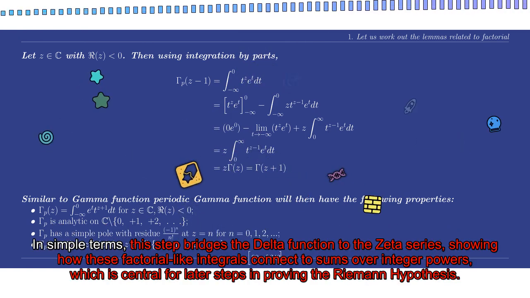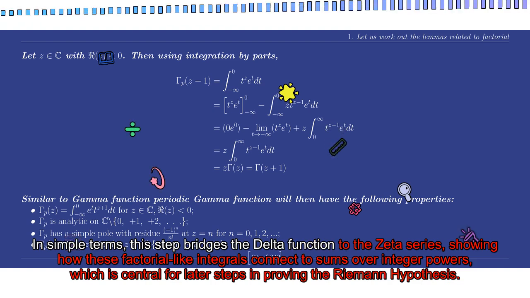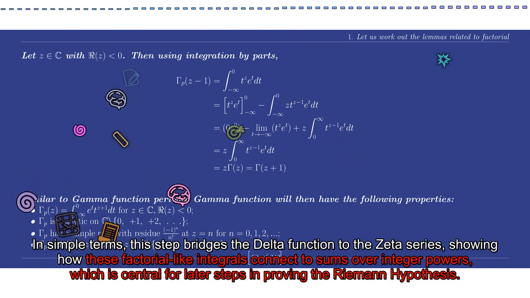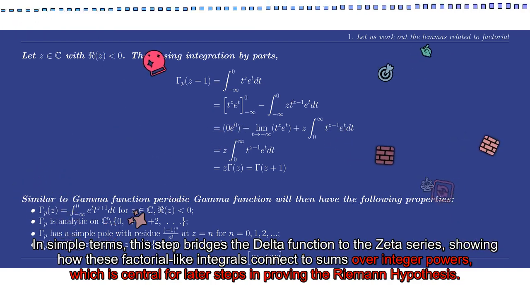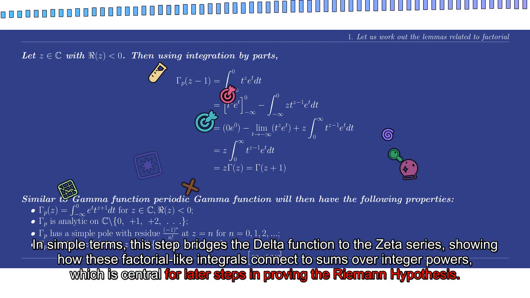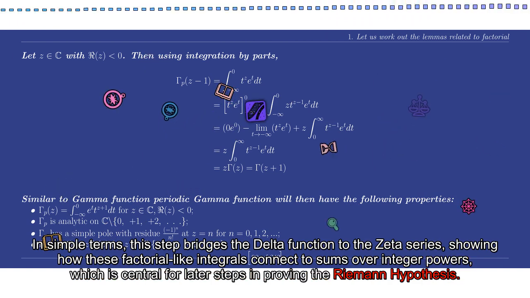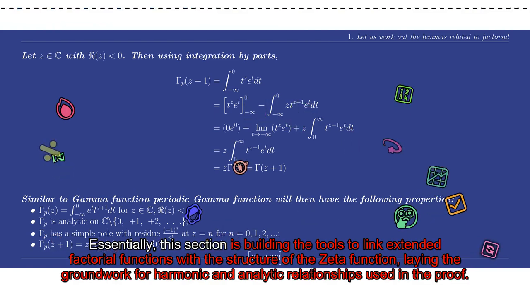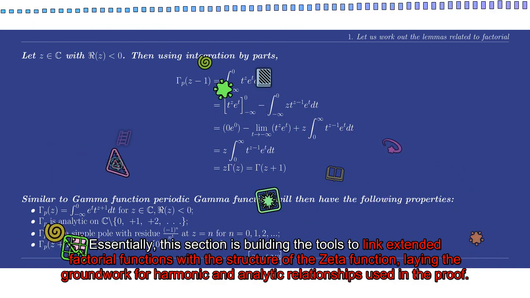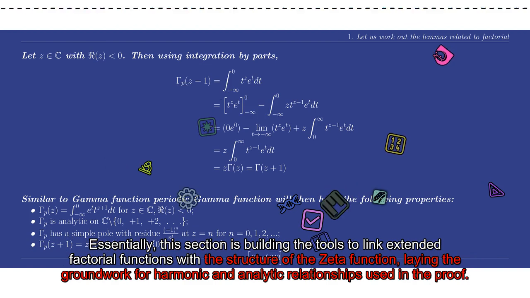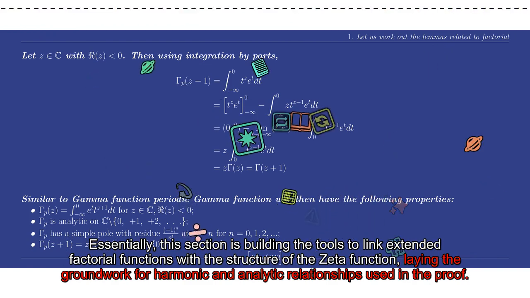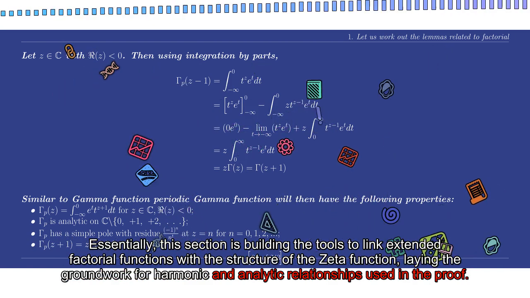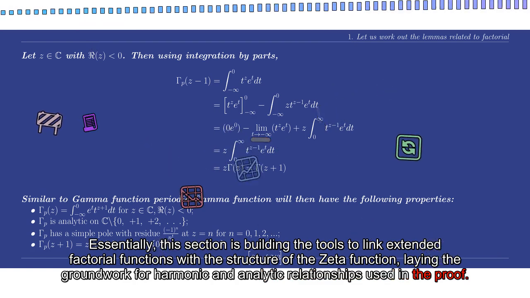In simple terms, this step bridges the delta function to the zeta series, showing how these factorial-like integrals connect to sums over integer powers, which is central for later steps in proving the Riemann hypothesis. Essentially, this section is building the tools to link extended factorial functions with the structure of the zeta function, laying the groundwork for harmonic and analytic relationships used in the proof.